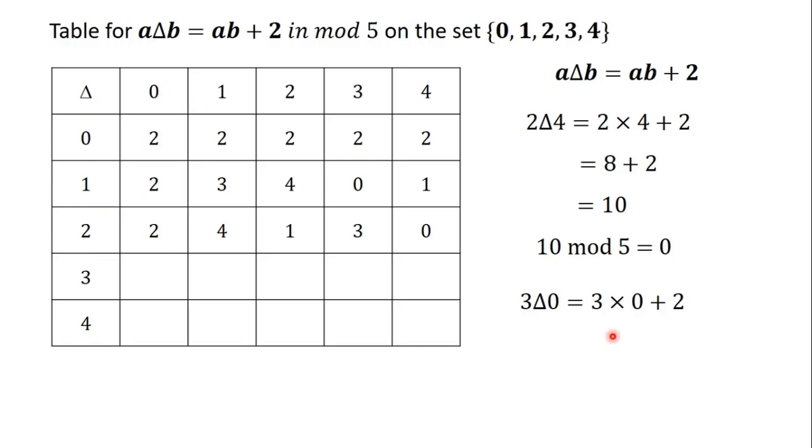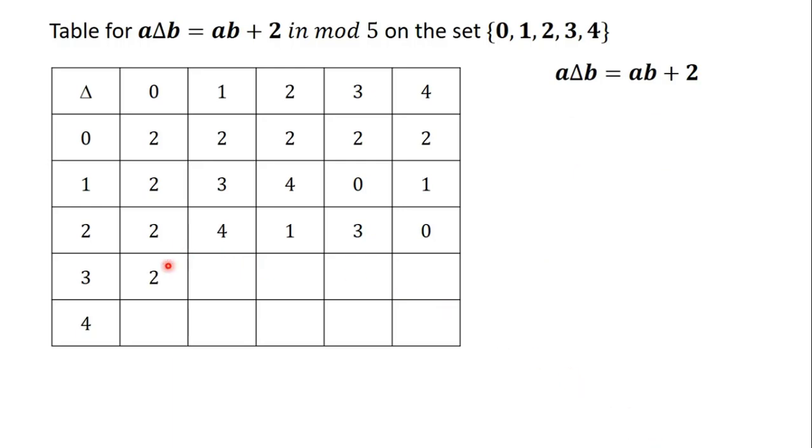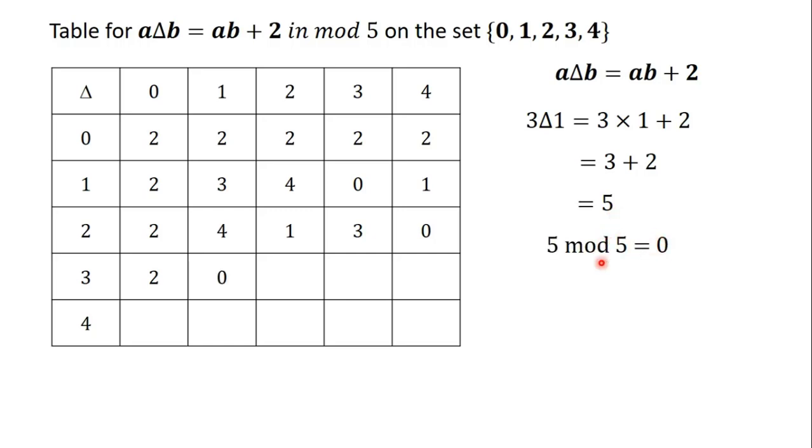3 delta 0. 3 delta 0 is equal to 3 times 0 plus 2. 3 times 0 is 0. 0 plus 2 is 2. 2 mod 5 is 2. The next one is 3 delta 1. 3 delta 1 is equal to 3 times 1 plus 2. 3 times 1 is 3. 3 plus 2 is 5. 5 mod 5 is 0.